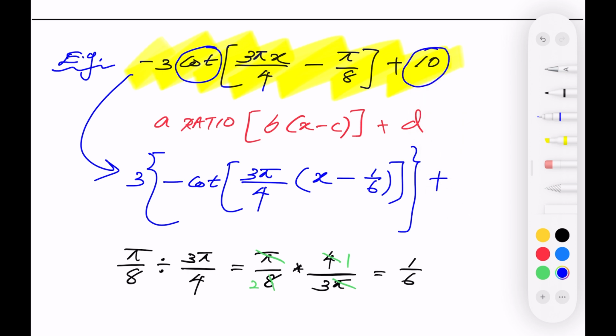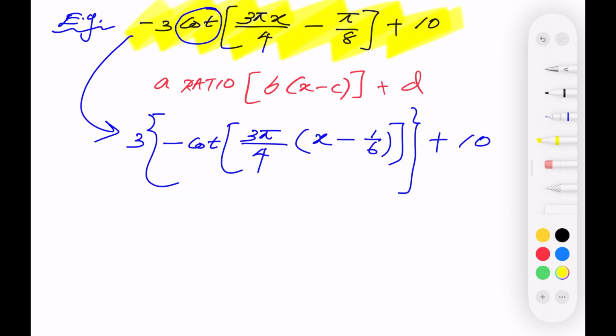I have a plus 10. So let me write it as it is. Now we can compare this equation with the generic equation and determine all the things that we need. A is equal to 3, but a is not so important for this function also because this is a cotangent function. There's this negative symbol that is important because that negative symbol indicates that there is reflection.